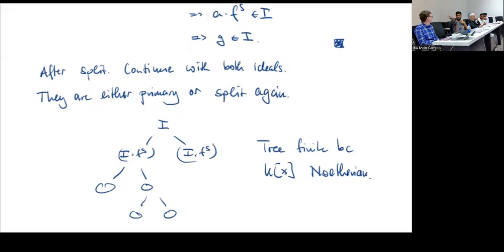Can we also split the right one? Yeah, in my example, I assume that this is maybe primary. If it is not, you keep splitting until it's primary. And it must become primary because it becomes larger and larger. If it doesn't become primary, you would construct an infinite ascending chain, which is impossible because it's Noetherian. It's the beauty of this Noetherian induction. It's called Noetherian induction, this process.